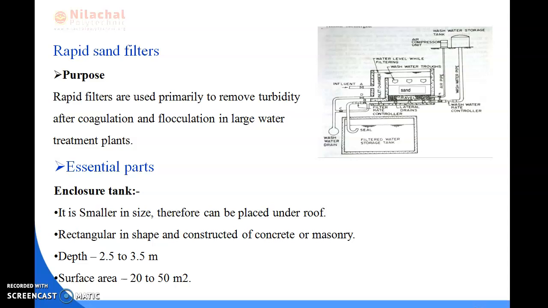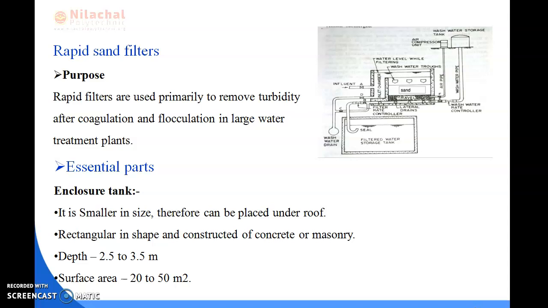Next, we will be discussing the rapid sand filter. As I have already told, filters have been divided into two types. Okay, first is pressure filter and gravity filters. Gravity filters are again divided into slow sand filters and rapid sand filters. Slow sand filters I have already discussed, and this is all about rapid sand filters. Okay, same, we'll be reading about purpose, essential parts, we'll be reading about all of that.